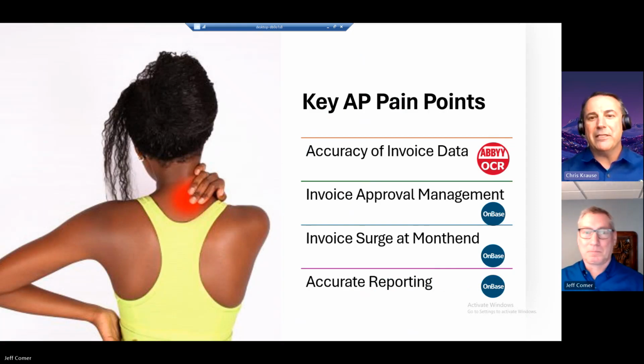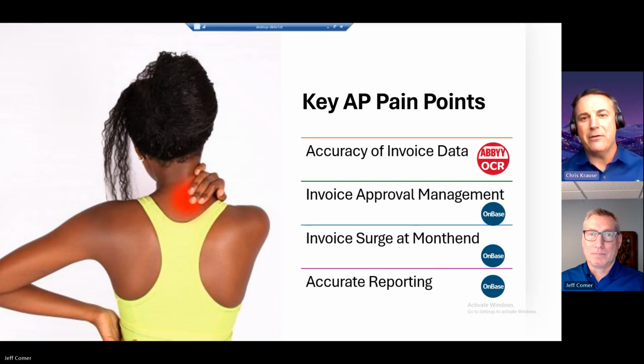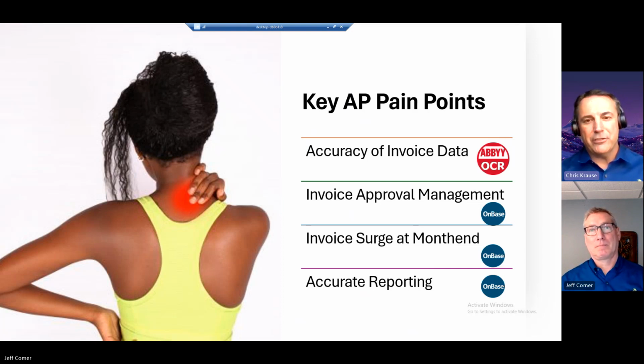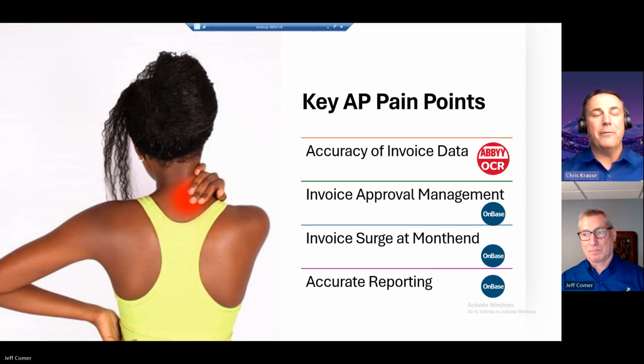So let's review those key pain points one more time. Now that you've been filled with all this amazing information and Jeff's dynamic demo, we've solved the riddle of accuracy in your invoice data with ABBYY OCR, Intelligent Automation AI Extraction. Your invoice approval management is seamless and easy and managed at the business level with OnBase Workflow Approval Management, or WAM. That surge at the end of the month is no longer going to be a problem with the app builder, because your users will be laser focused on getting their work done, including all of your remote approvers.